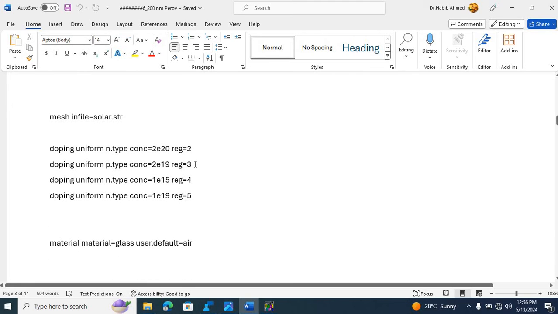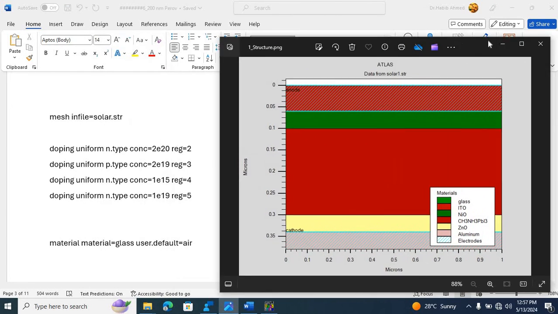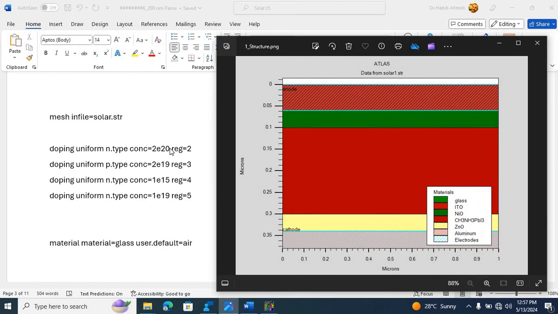I have set the doping concentrations for different layers. For example, let me move it to the side. My carrier concentration is 2 × 10^20 for region number 2, which is ITO. It's 2 × 10^19 for the nickel oxide layer. Nickel oxide, by the way, is a p-type material inherently by nature, and we can increase its doping to higher levels as well.